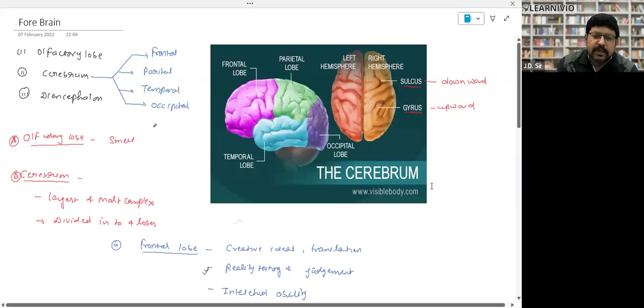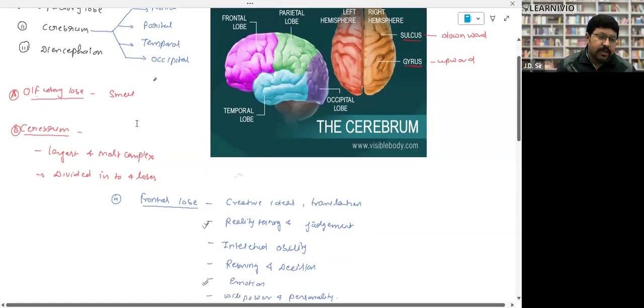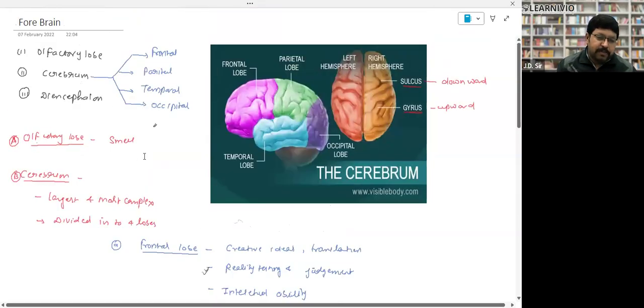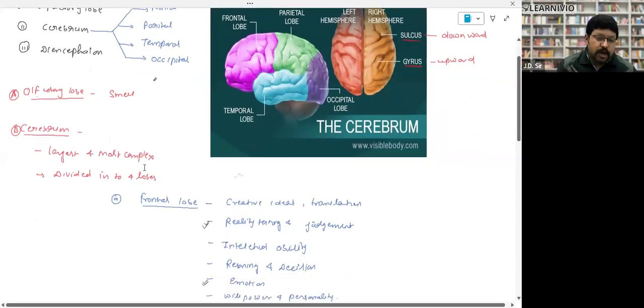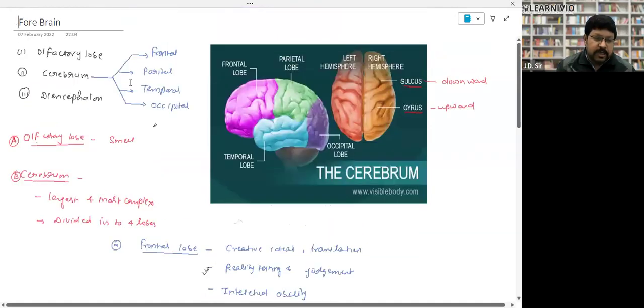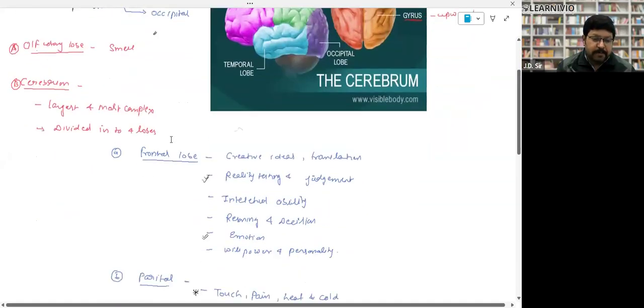One more thing, our forebrain is divided into this kind of structure. They are called sulcus and gyrus, right? Sulcus are the downward depressions, and gyrus are the upward, uplifted parts. So this kind of structure can be seen externally. Further, the olfactory lobe is meant for smell. The cerebrum is considered the largest and most complex part. It is divided into four lobes, right?